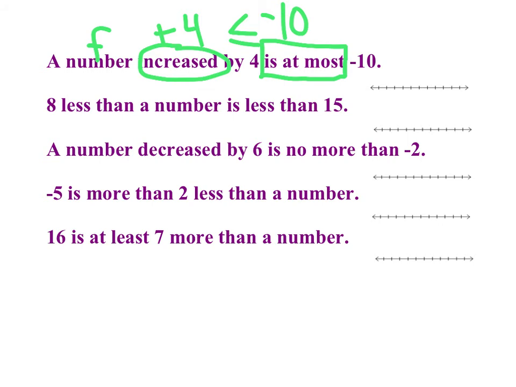F plus 4 is less than or equal to -10. So you've got to be careful with the words "is at most." They're telling you the ceiling. That means it could be there, but it could be anything less than that.